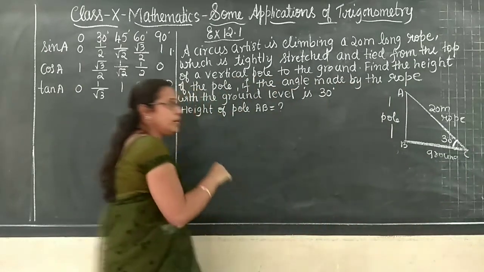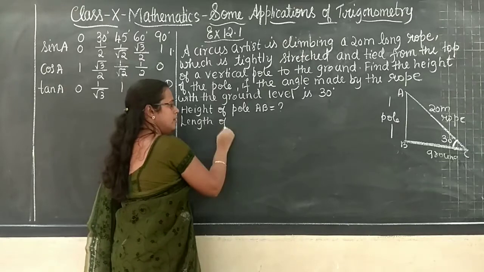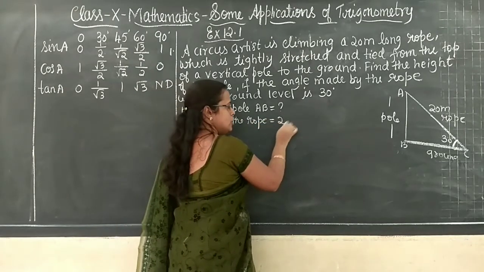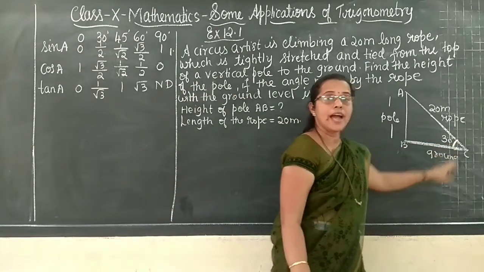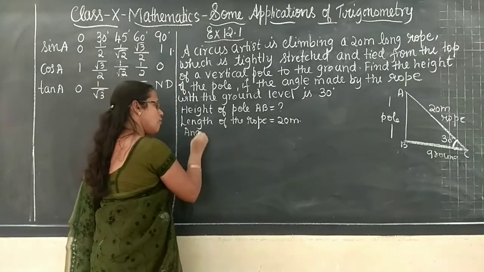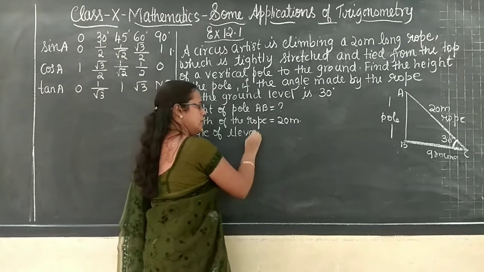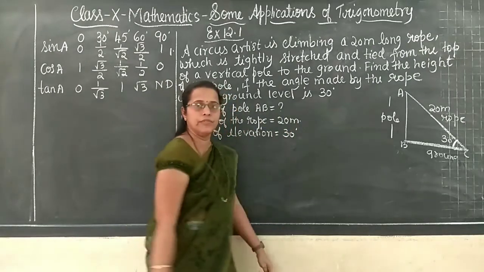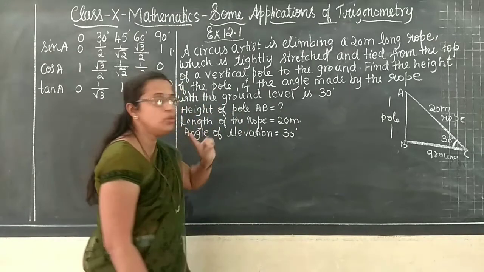AC, the length of the rope, is given. How much? 20 meter. What is this angle given? This is called angle of elevation. How much degree? 30 degree is given. Yes, no? These three things. So in this one thing you don't know.